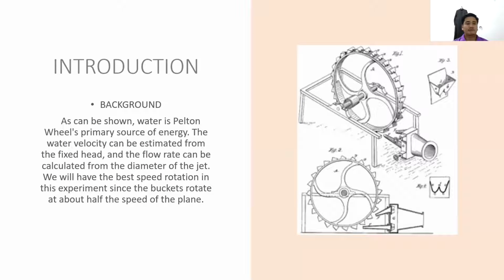I will explain about the introduction, the background. As can be shown, water is the Pelton wheel's primary source of energy. The water velocity can be estimated from the feed's head and the flow rate can be calculated from the diameter of the jet. We will have the best rotation speed in this experiment since the bucket rotates at about half the speed of the jet.